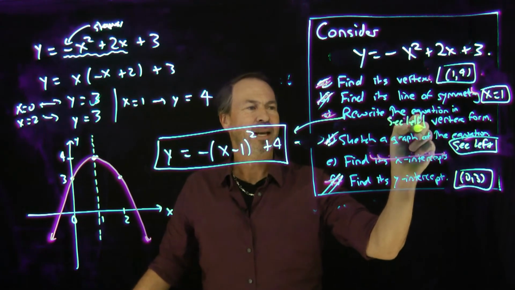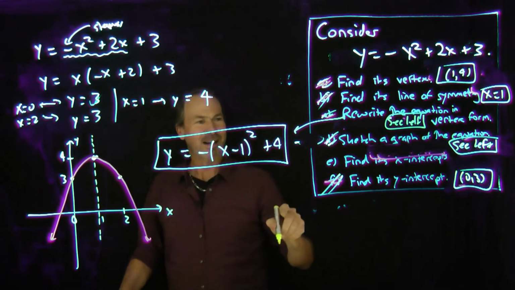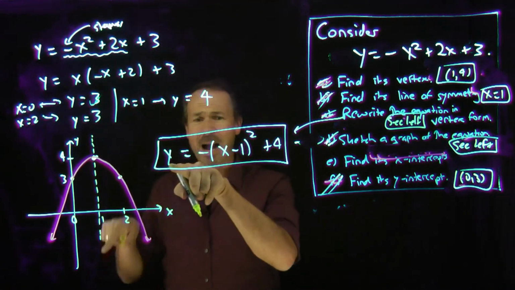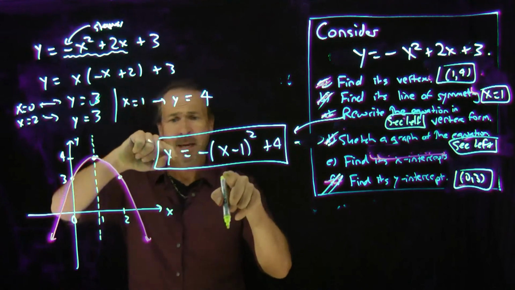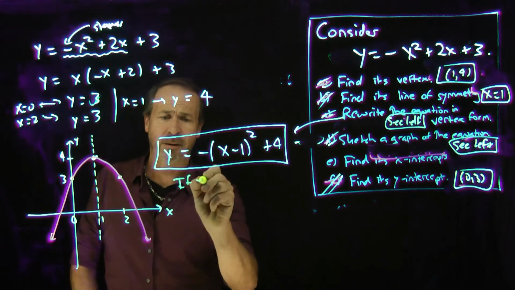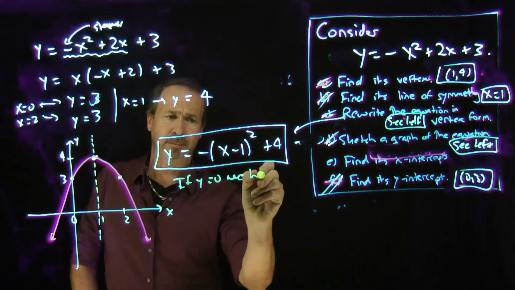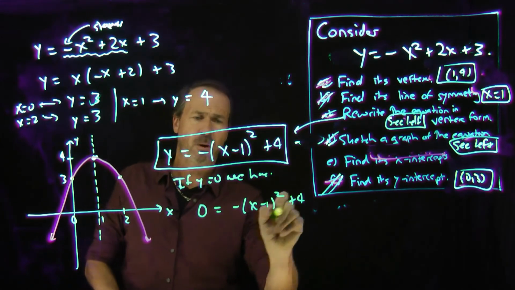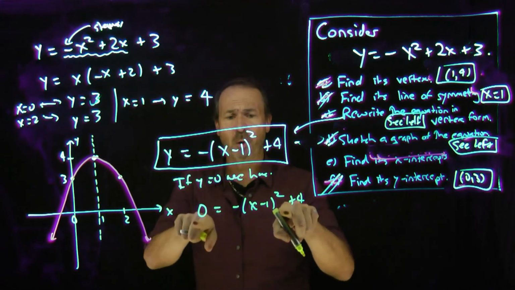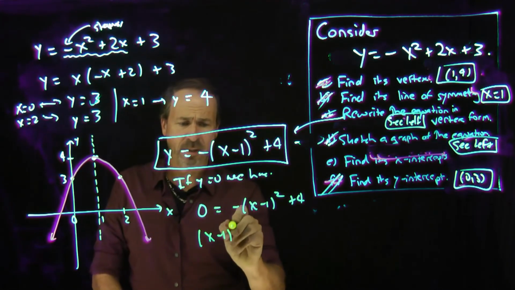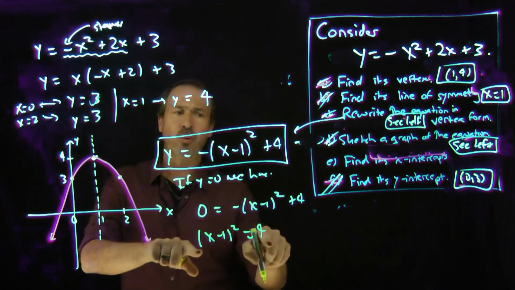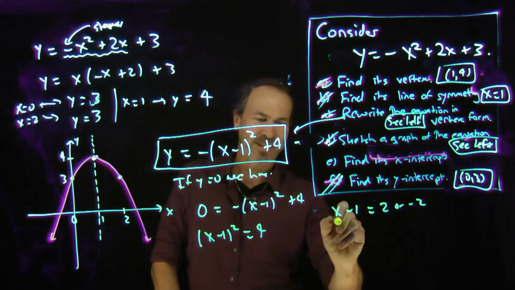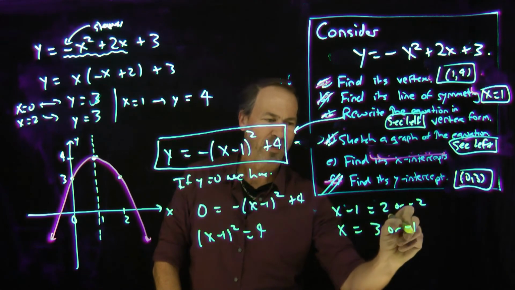And then finally, its x-intercepts. I'm going to play with this one. I think putting y equals 0 is going to be easy for that one. If y is 0, we have 0 equals negative (x minus 1) squared plus 4. Let me add this quantity to both sides. So I get (x minus 1) squared is 4. Something squared is 4, so my something is either 2 or negative 2. Add 1 to everything, x better be 3 or negative 1.